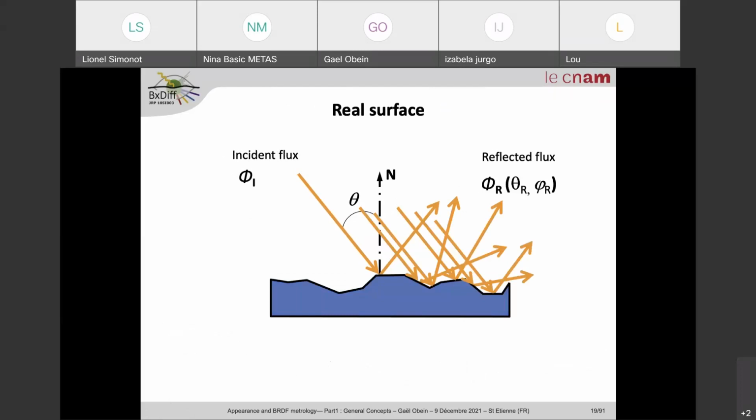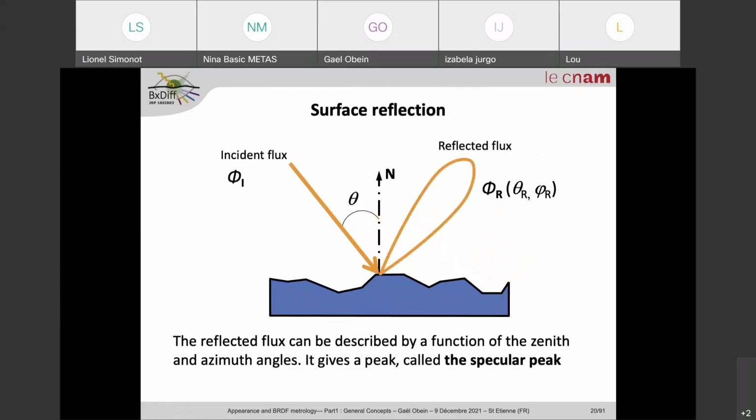But for real surfaces, it's not the case. In fact, the light hits different parts of the surface, and then it is reflected mainly in the specular direction, but not only in the specular direction according to the normal of the sample. And at the end, what I will collect is something like this. It is mainly reflected in the specular, but according to the roughness, I will find light outside the specular around. That's what we call, if we measure the light in the plane of incidence around the specular, we will get a peak. This is the specular peak. Okay?